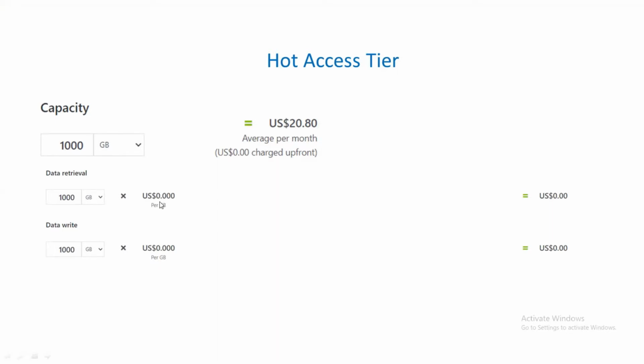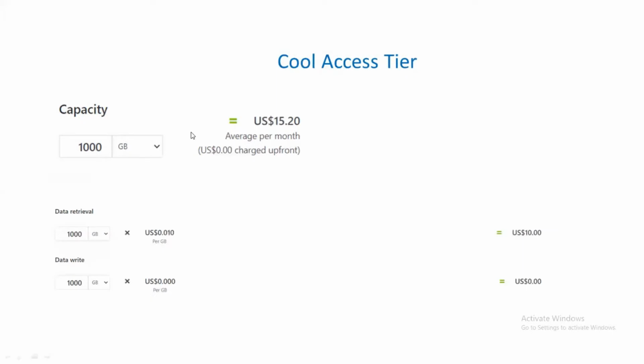But if I do the same thing in the cool access tier, 1000 GB of data you are storing in a storage account, let's say, and you had selected a cool access tier in this case. You can see for the same amount of data, the charges are less, $15.20 here. And this is a monthly charge, correct?